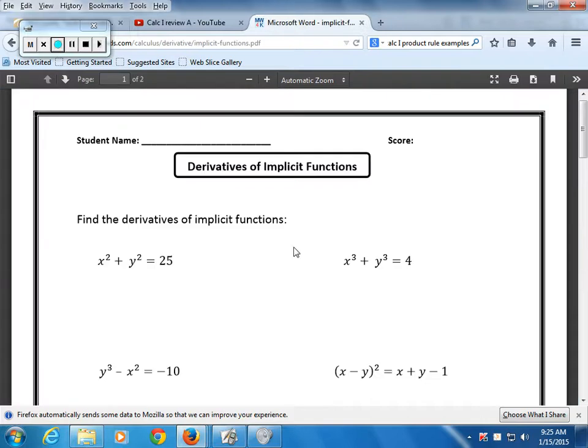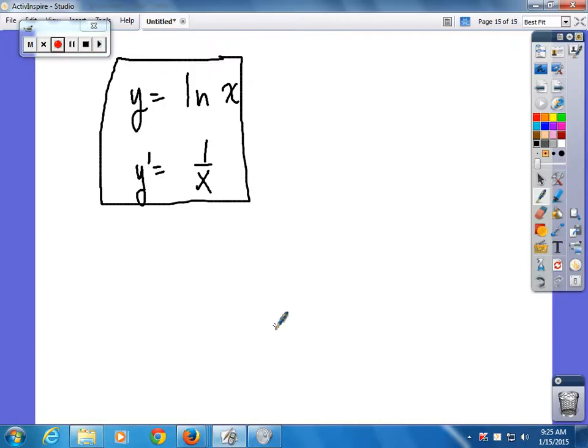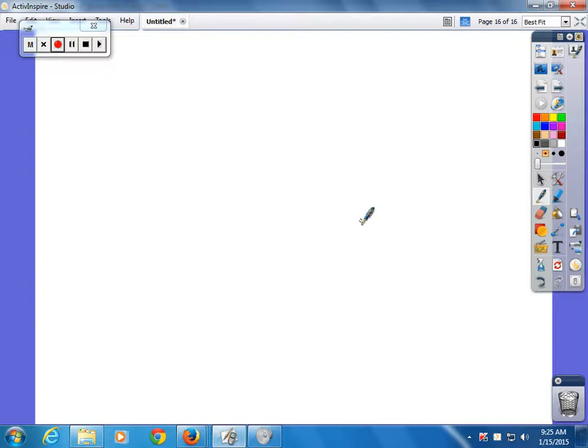That's what we're doing right now. Implicit differentiation. So let's take a look at this guy. X squared plus y squared is equal to 25. And just let you remember what implicit differentiation is. X squared plus y squared is equal to 25. Write that down.